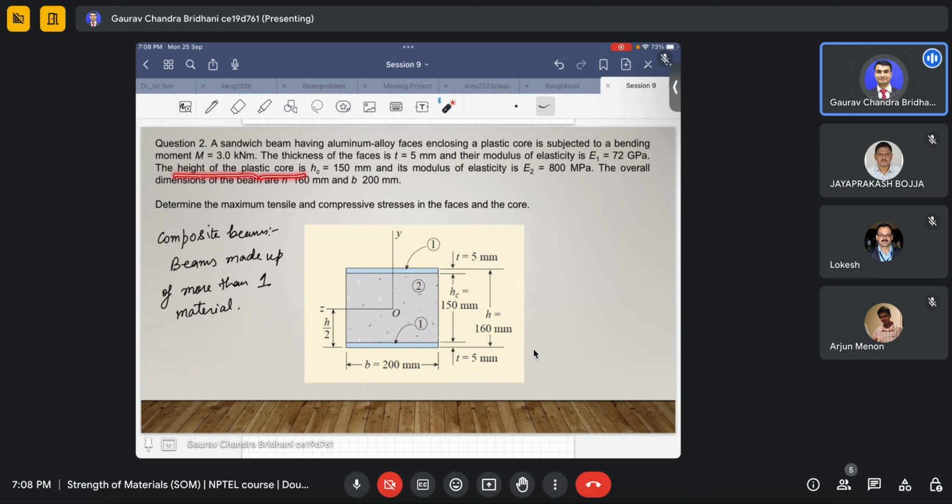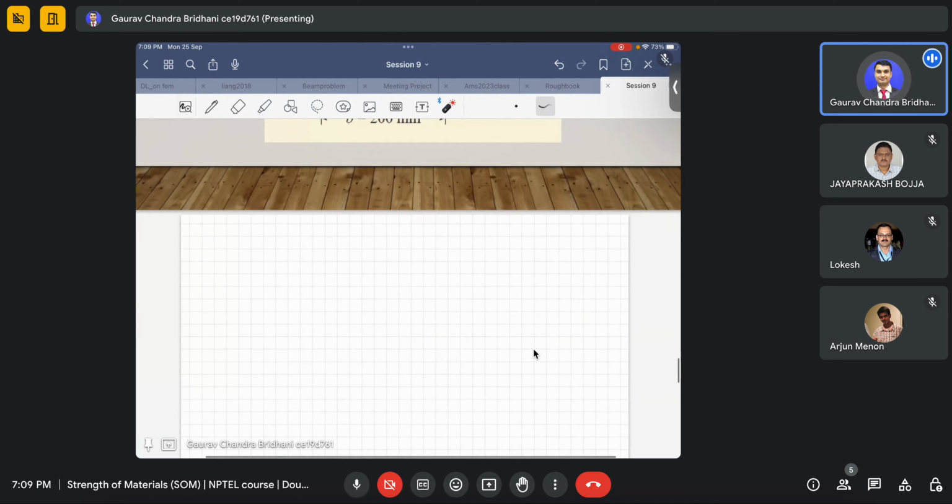The height of the plastic core is HC, given as 150 mm, and its modulus of elasticity is 80 MPa. You can see how much less. The other one is 72 GPa, and this plastic core is 800 MPa. Now the overall dimension of the beam is 160 by 200. Determine the maximum tensile and compressive stresses in the faces and the core. So we need to find the maximum values of the stresses in the faces, the maximum compressive and tensile stresses, and the maximum values in the core. Okay, so let's start with the solution.